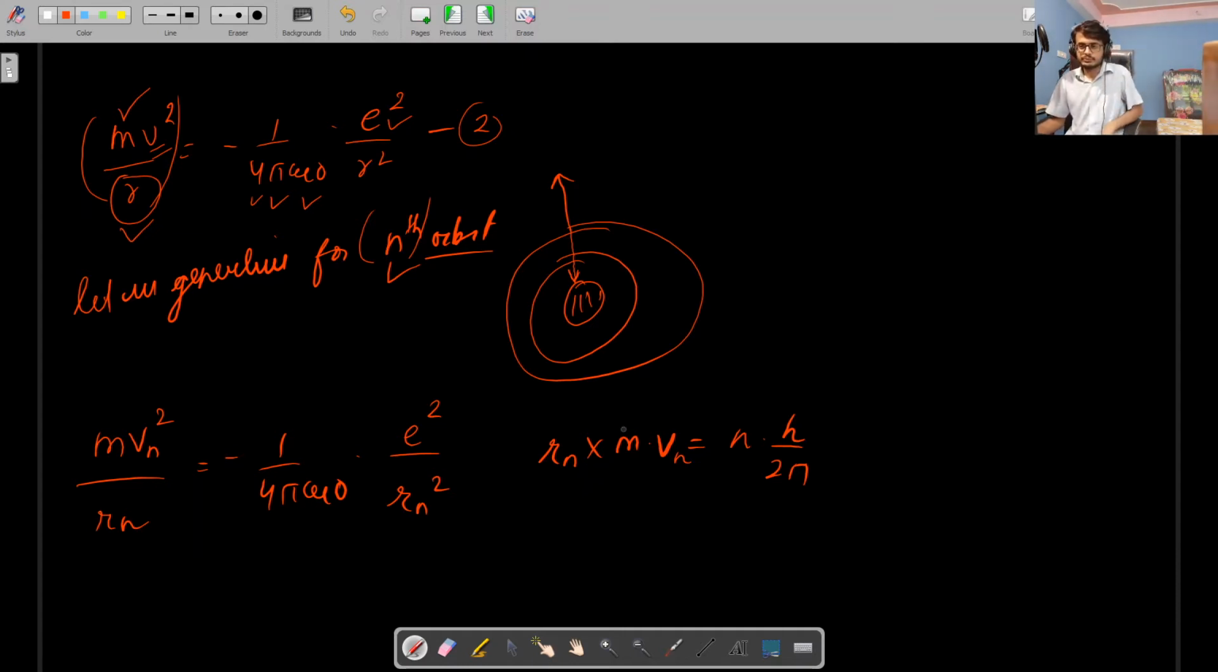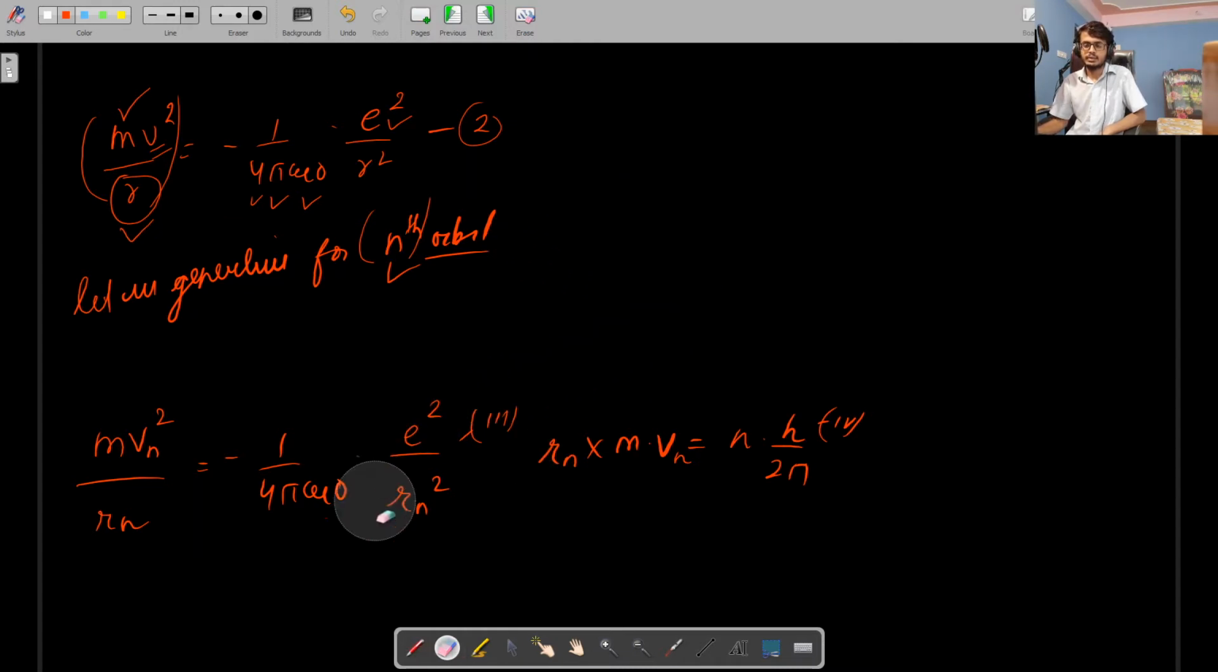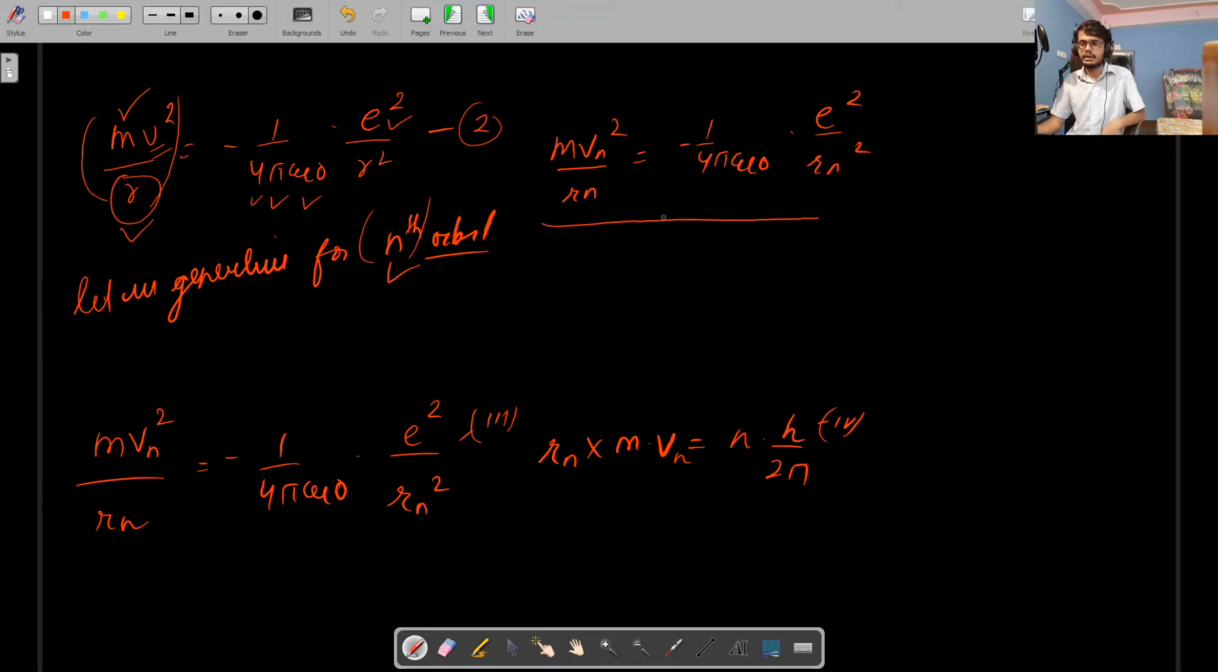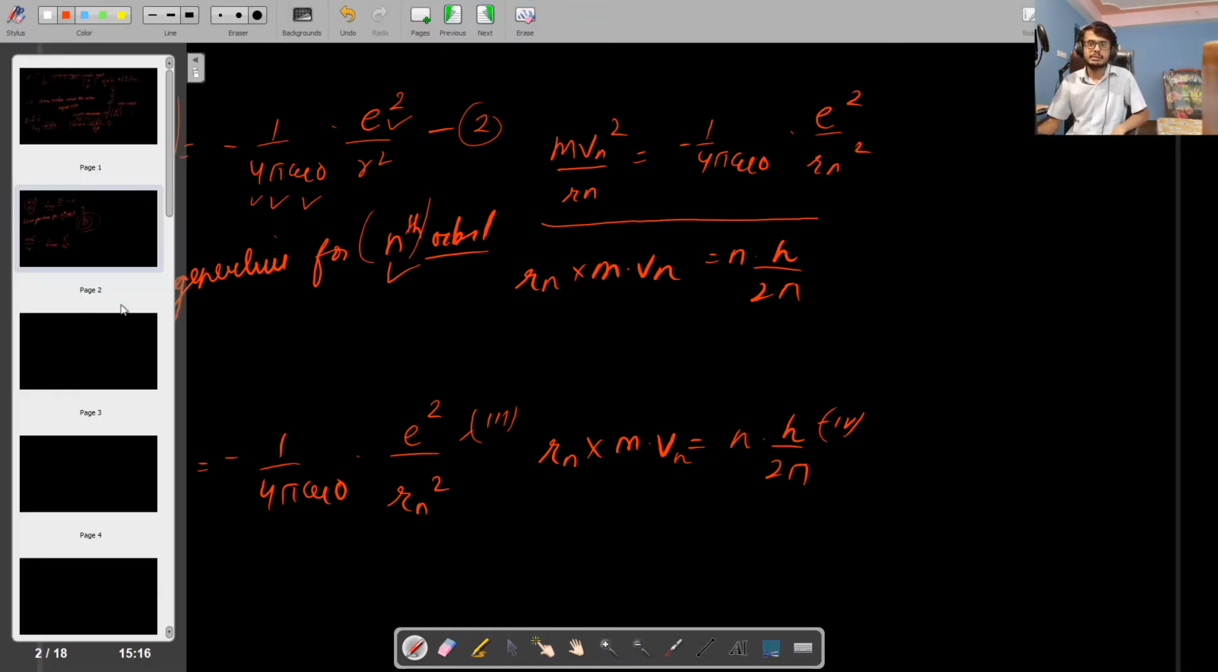Now let's divide these two equations. This is equation 3, and this is equation 4. When we divide these two equations, we get mvn square divided by Rn equal to negative of 1 by 4 pi epsilon naught into e square divided by Rn square, whole divided by Rn into m into vn equal to n into h by 2 pi. So we get this when we divide, right? Now we cancel it off and we get the value something like this.